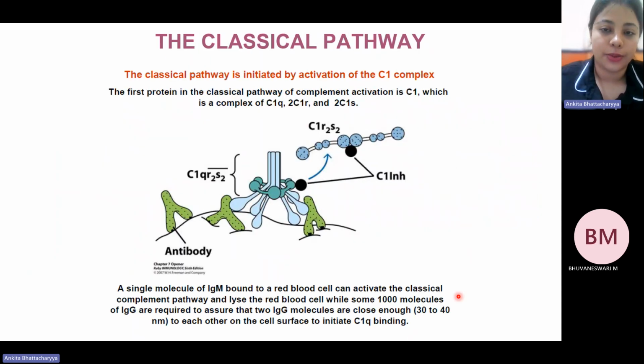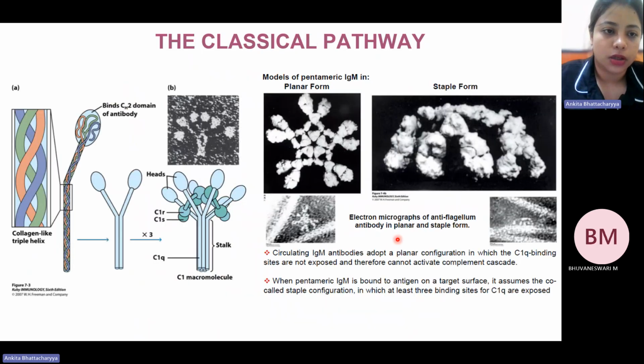So if we go into the sequential events that occur as part of the classical pathway, we'll come to them one by one. The first thing you need to keep in mind is that the classical pathway is initiated by activation of the C1 complex. It itself is also a macromolecular complex. It consists of C1q, two C1r molecules, and two C1s molecules. So this is what helps in the final formation. This will help you better understand.